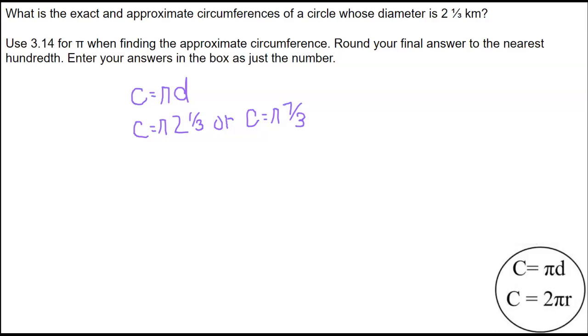The proper way to answer this would be C equals 7/3 pi as our exact answer, or we can go ahead and say C equals 7/3 times 3.14. That's going to give us our approximate answer.